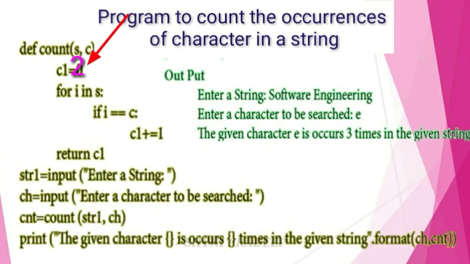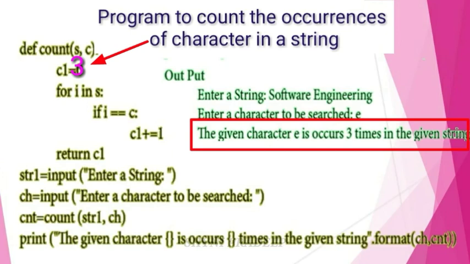Okay, and next see, next letter e, so e is equal to e, true. Next again update the value of c1. c1 is equal to c1 plus 1. So what is the value of c1? 2. 2 plus 1, 3. So you have to return the value of c1. So this c1 becomes 3. And next r, r not equal, and I not equal, and n not equal, and g not equal. So the given character e occurs 3 times in the given string. Okay, it will be printed on the output screen. So this is the output.